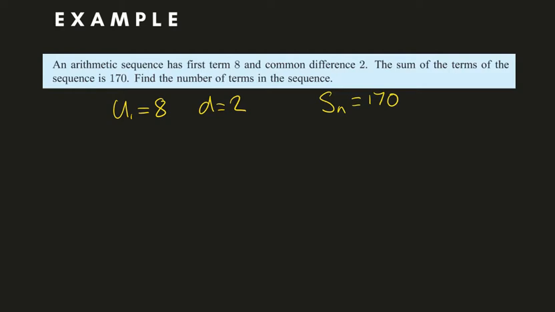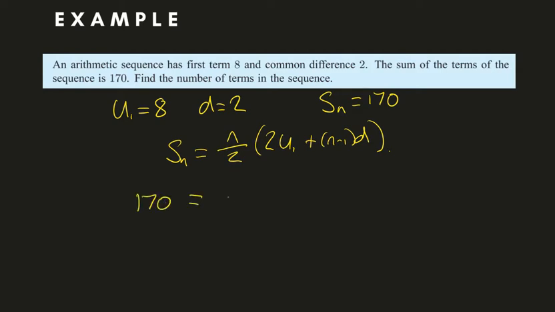Okay, well, we'll do what we can. So let's start off by thinking about one of our formulas. Let's start with Sn equals n over 2 (2u1 plus (n minus 1)d). Now, we have everything apart from n. We have Sn. So if we substitute into this, we're going to create an equation with one unknown. That seems like a good way to go. Let's do it. So 170 is n over 2, and we've got u1 is 8, so we're going to have 16 plus 2 lots of (n minus 1), swapping in d for 2.